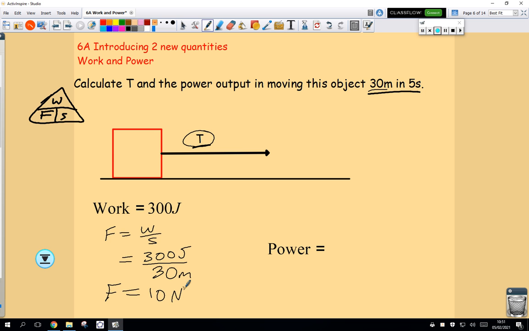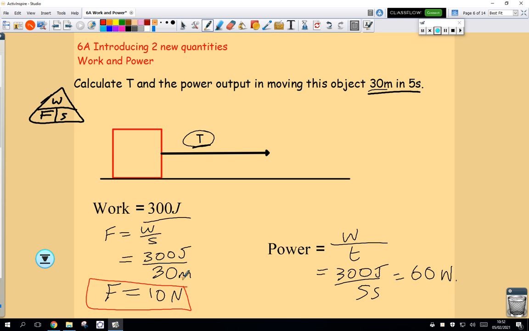My power, well, my power is work done divided by time taken. Average power, work done divided by time taken. That's the definition. My work done here is 300. It's given. Time taken is 5. Make sure your units are, work should be measured in joules. Time should be measured in seconds. 300 divided by 5. That's 60 watts. That's the power. So the force applied is 10 newtons, and the power output is 60 watts.